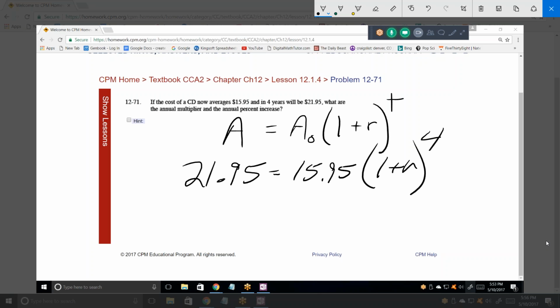So tell me the steps I would take to solve this. You're pretty good at algebra. You should be able to do this. What's the first step? No, divide each side by 15.95. What's the next step? You take the fourth root of both sides.